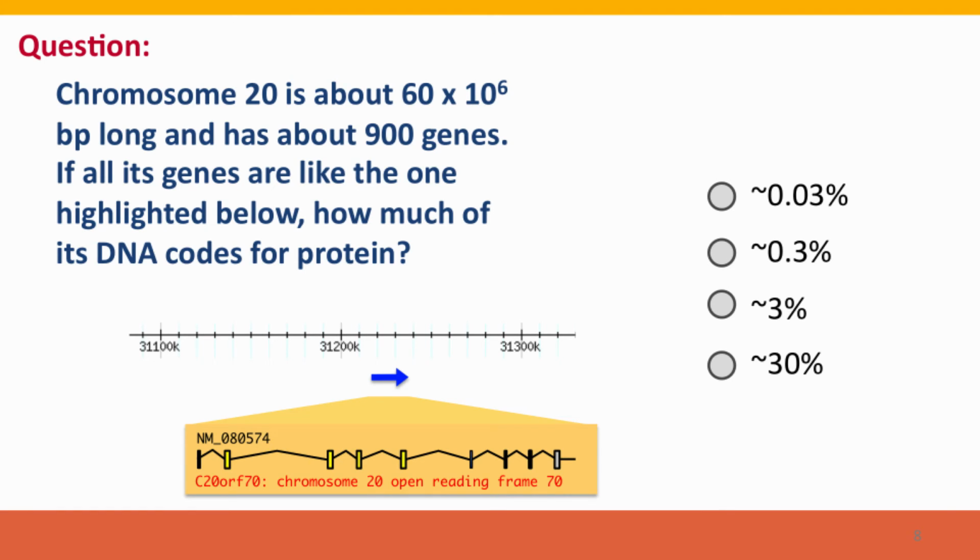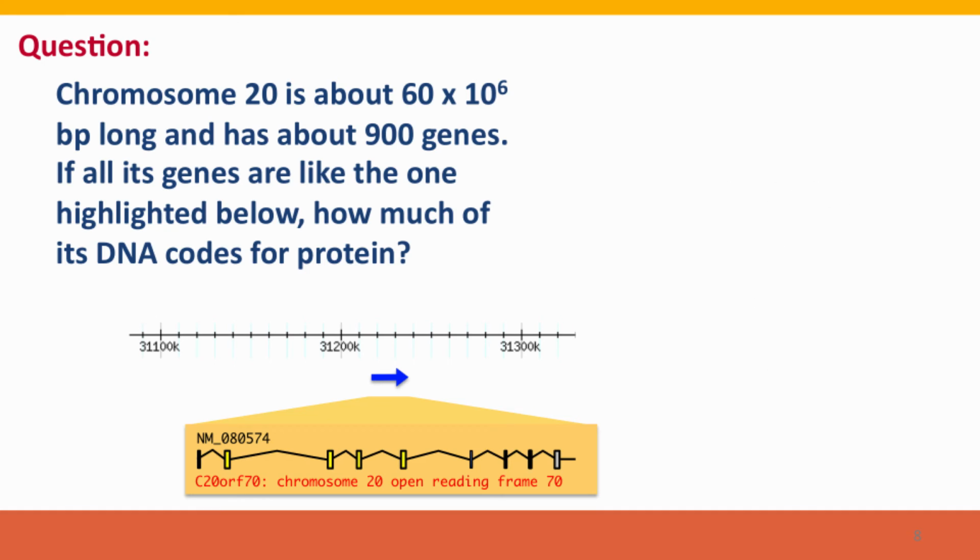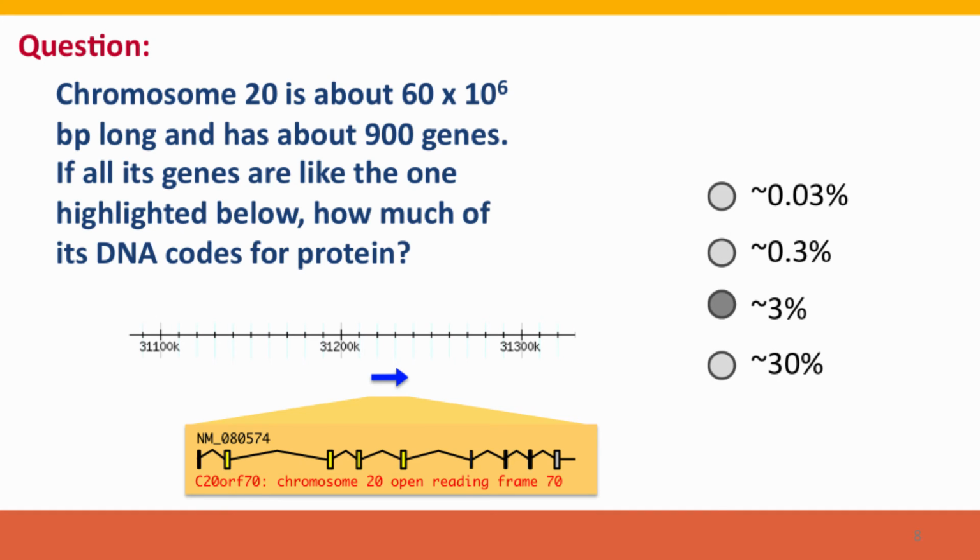So here's a question for you to give you a sense of scale in the chromosome. Chromosome 20 is about 60 million bases long, and it's got about 900 genes. Here's a typical gene, and what the question asks is, if all the genes are like this one, how much of chromosome 20's DNA codes for protein? To answer this question, you'll need to do a bit of arithmetic. You'll also need to do a bit of estimating. I hope you got that.